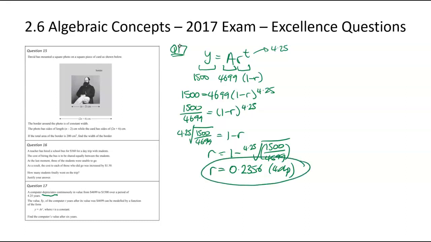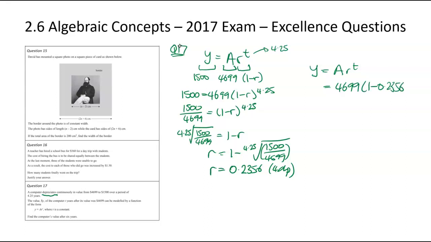So at this stage, you probably got yourself a merit because you haven't actually answered the question about the value at 6 years. And this is when we jump back to the model that we were given. We were trying to find the value after 6 years, which is going to be y. So we know the original value, 4699, 1 minus that rate that we came up with, to the power of 6, because we're looking for 6 years. Basically, plug that into your calculator, and you're going to get $937.41 to 2 dp rounding.